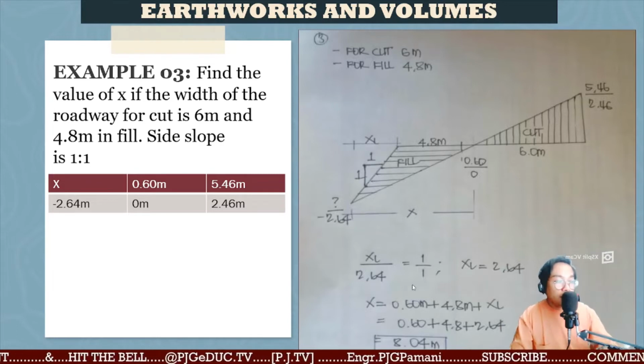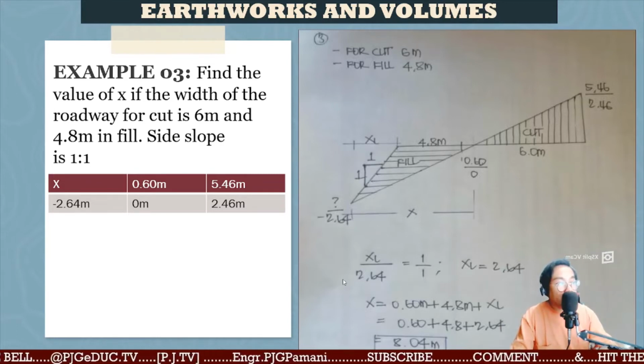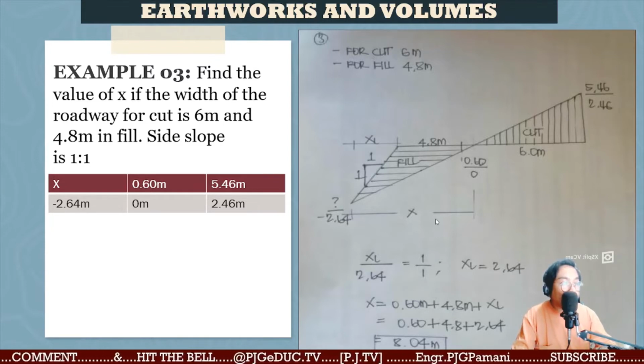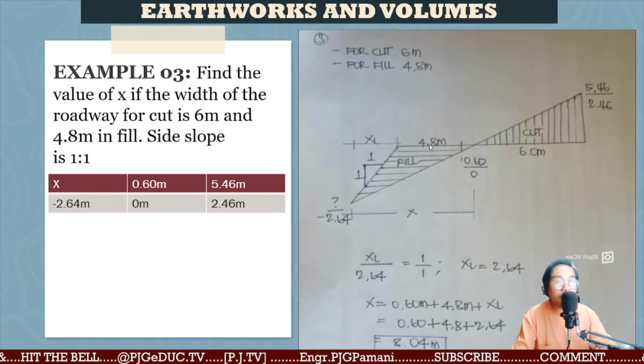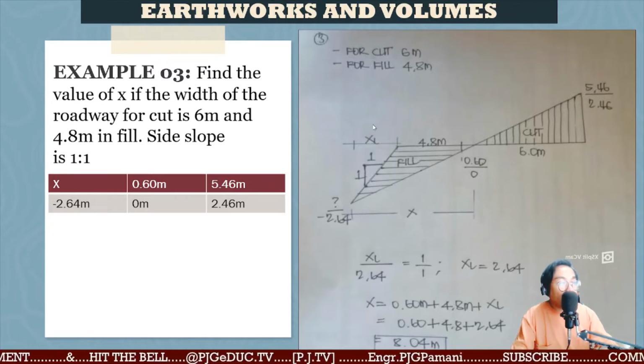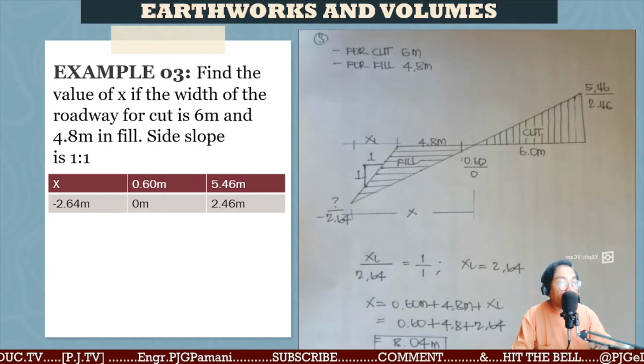Okay? So how are we going to do that? X sub L is 2.64, equal to 1:1, so it is the same, giving us 2.64. To compute the total x, it is basically 4.8 plus xl, because the slope is 1:1 so they are the same. So 0.6, plus 4.8, plus 2.64 gives us 8.04 meters.